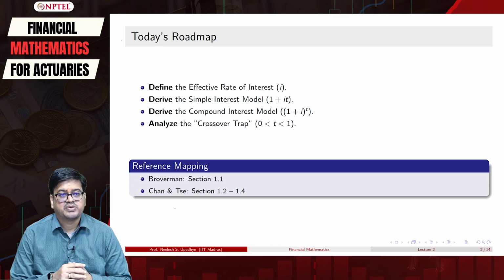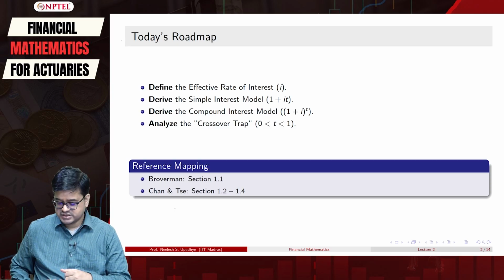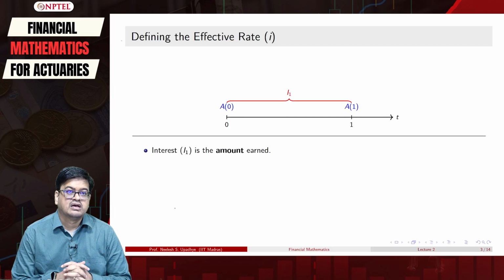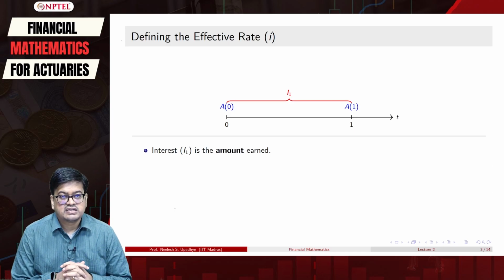The reference mapping for this particular lecture is Broverman section 1.1 and Chan and Say sections 1.2 through 1.4. I prefer that after doing this class, you read the parts of these sections. Let us begin with today's venture, and to begin with, I will pose a simple understanding that we have developed yesterday.